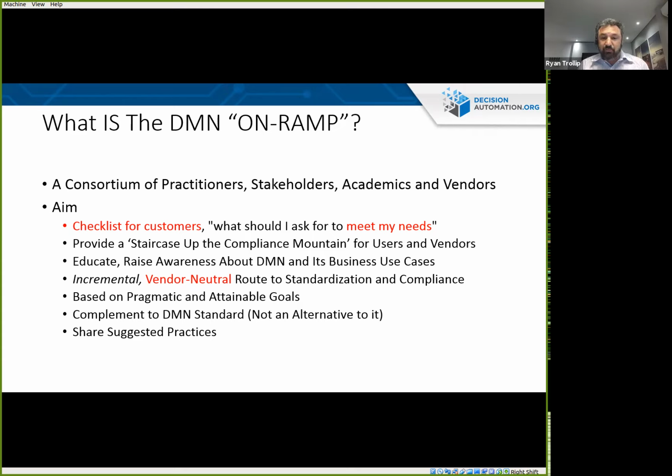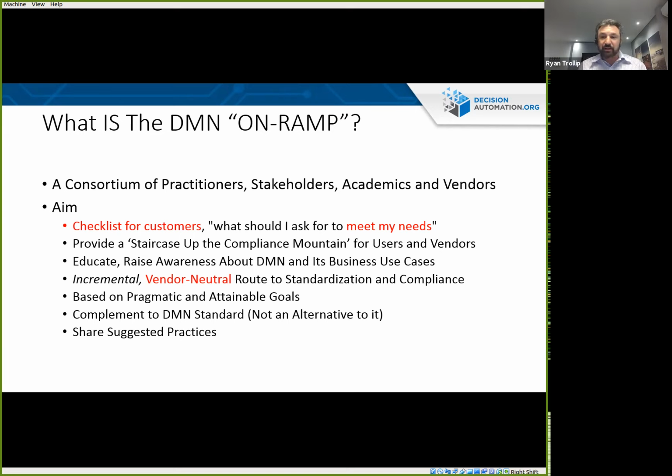So educate, raise awareness about DMN and its business use cases. So how to use it, where to use it. Incremental, vendor neutral. So this has got nothing to do with a particular set of tools or a particular vendor or anything like that. This is a very general look at how to adopt these standards and get value out of those. And then start with very pragmatic, attainable goals. And this is complementary to the DMN standard.